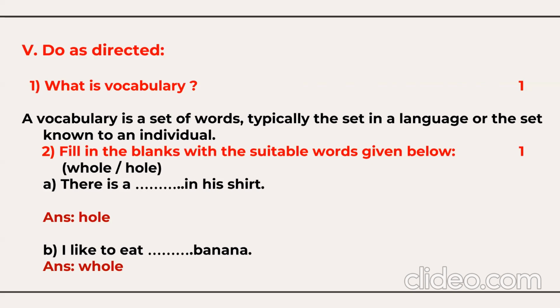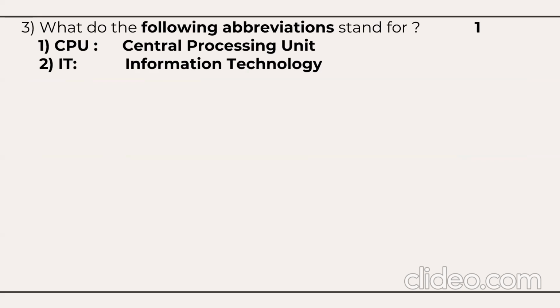Next, we have here suitable words from the bracket. So there is a hole, H-O-L-E. There's a hole in his shirt. I like to eat whole banana, W-H-O-L-E. So like this, you need to select the suitable words which can give meaning to the blanks here, to the particular sentence. That's for 1 mark.